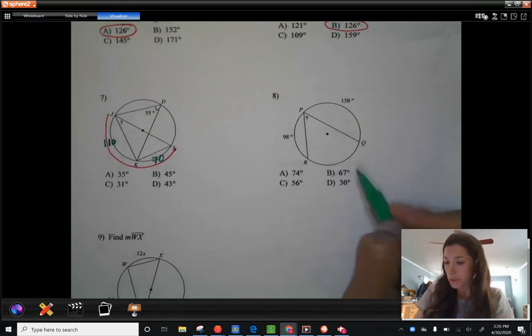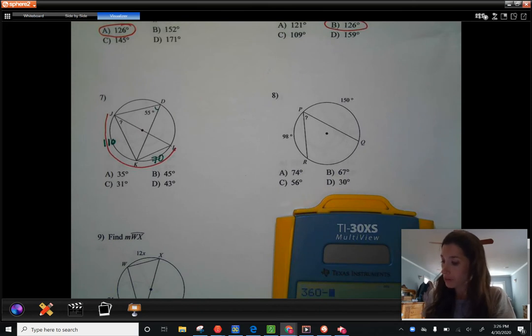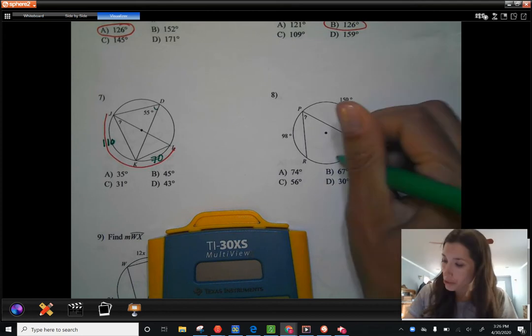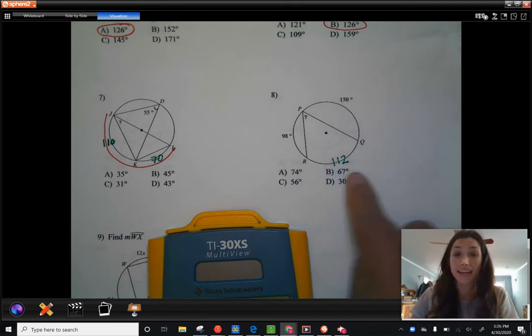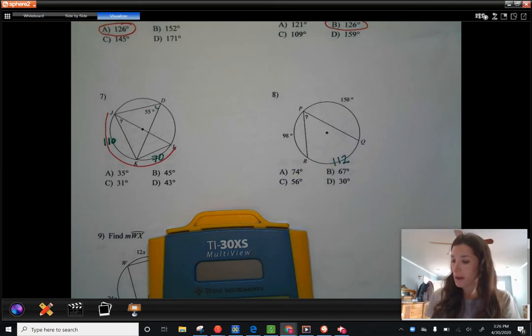And our last one here, we would take 360, I would subtract the 150, I would subtract the 98. So this portion of the circle is going to be 112. And again, remember we have an inscribed angle. So this angle here should be half of that amount.